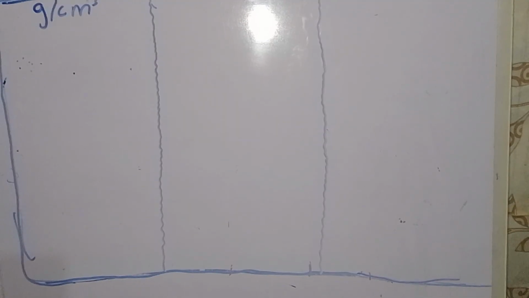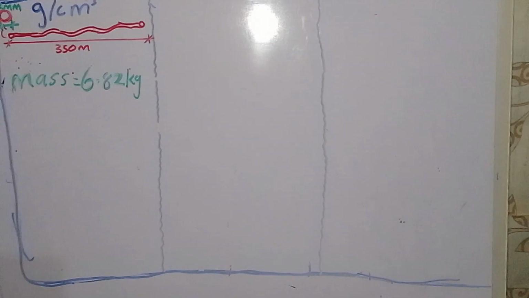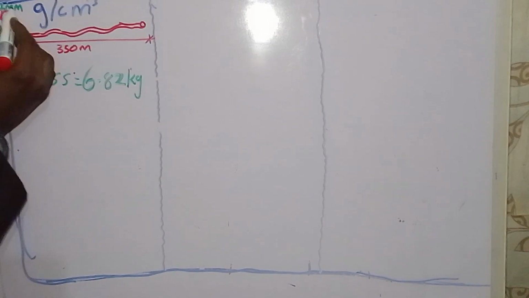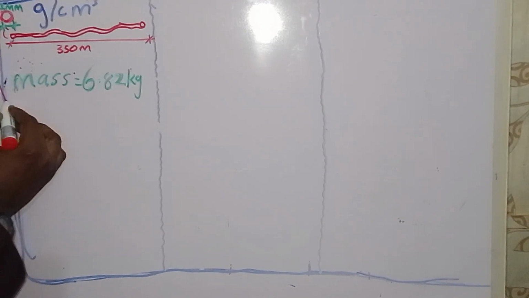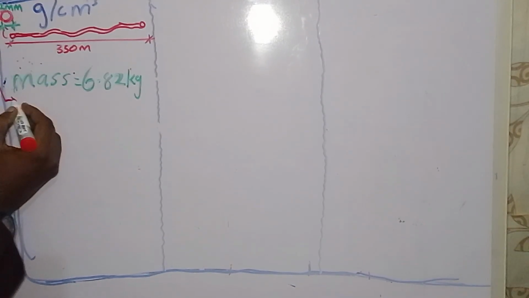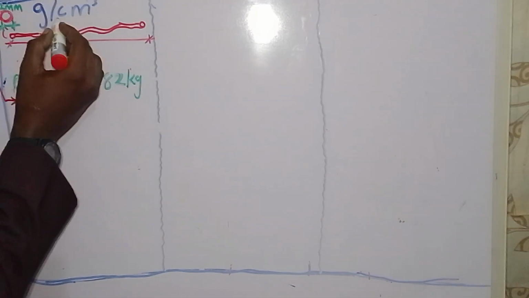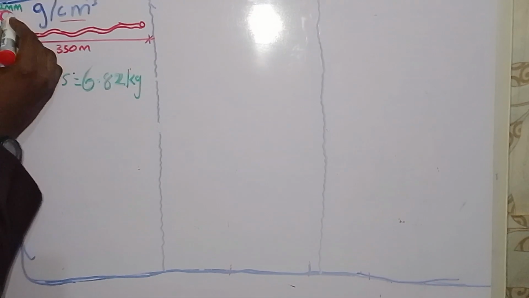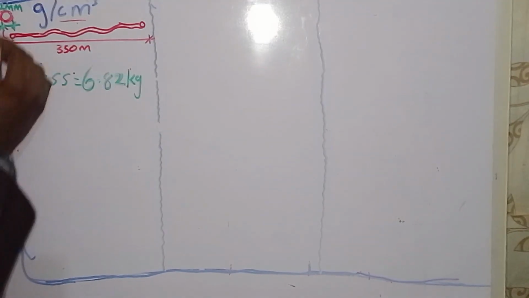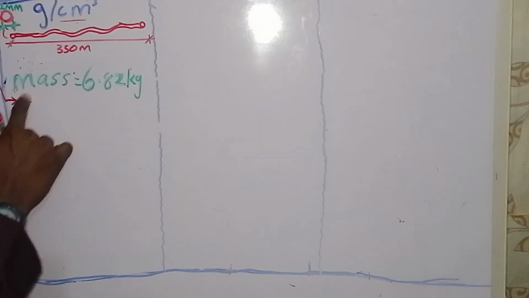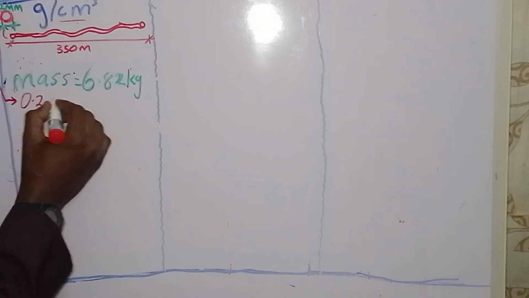Now from the question, we're being told this is exactly how the wire looks. That means the cross section is circular, 2 millimeters in diameter. Since you are looking for centimeter, and this is in millimeter, you have to change it to centimeter. 2 millimeter is 0.2 centimeters.